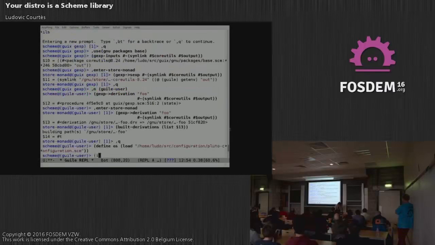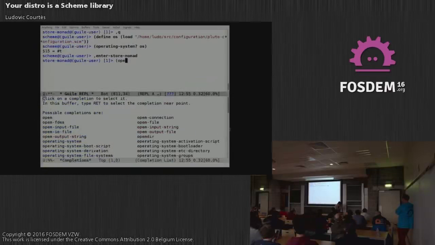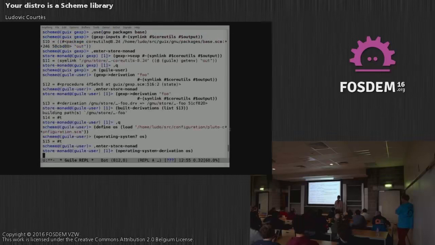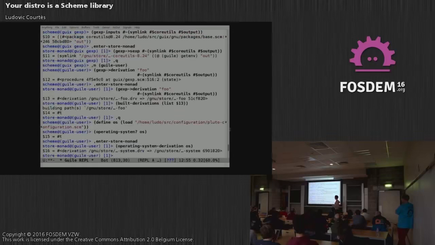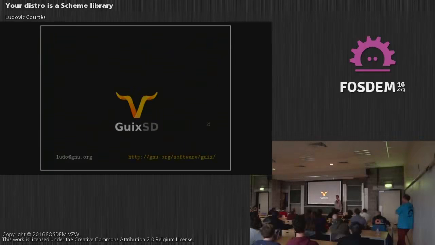Okay, and I have an operating system here, and again I can build my operating system with, I think it's called operating-system-derivation. Is it not? Yes. And again, same story. It's evaluating the definition for my complete operating system and returning a derivation that contains everything, right? From system service configuration, initial RAM disk, everything. Okay, and this is it. Any questions?